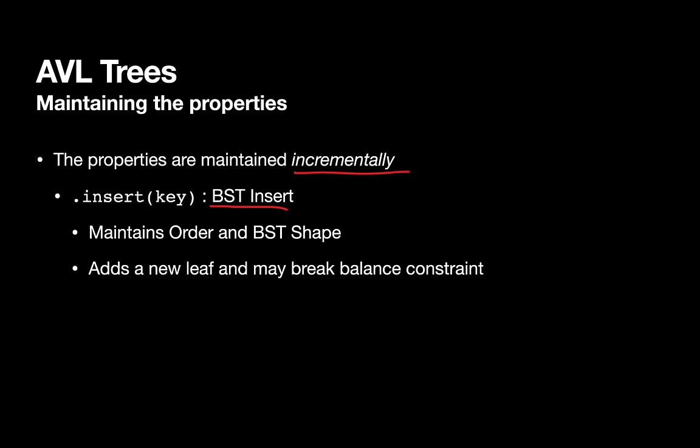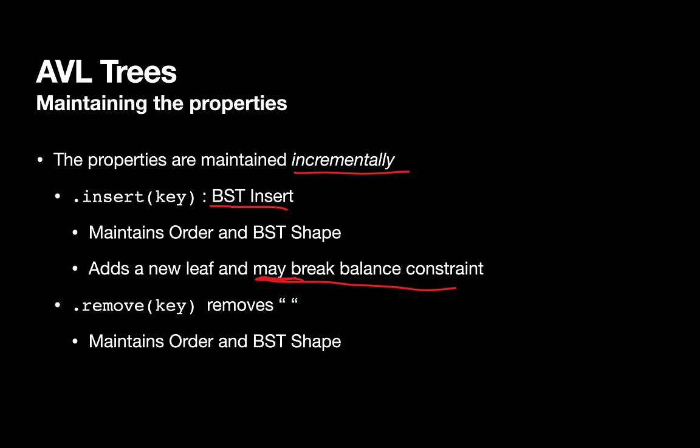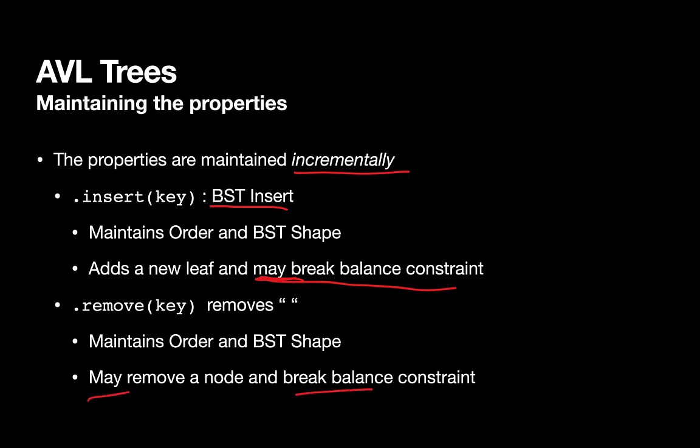But the insert will definitely add a new leaf node. And doing that may cause the height of a subtree to grow, and consequently it may, not always, but may break the balance constraint. Our other operation that changes the shape of the tree is the remove, and it will, of course, remove a node. We will again start with our binary search tree remove, which will maintain the binary search tree shape. And just like with insert, it may end up deleting a leaf, which may change the height of some subtrees and may consequently break the balance constraint.